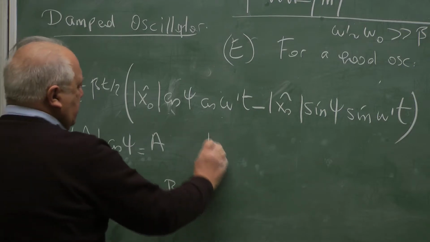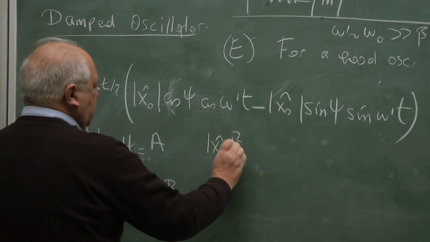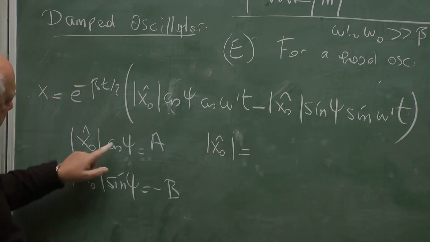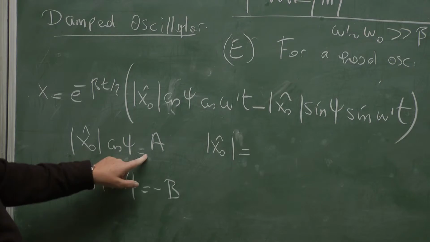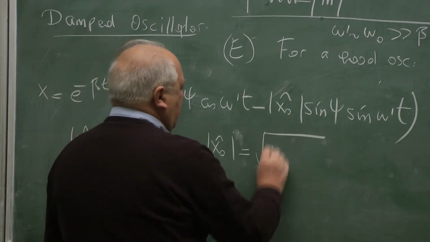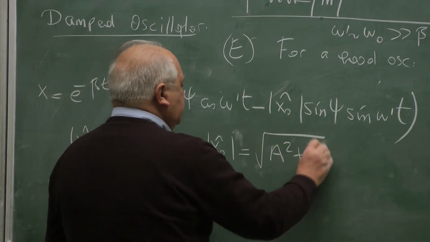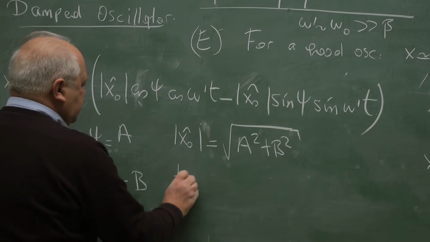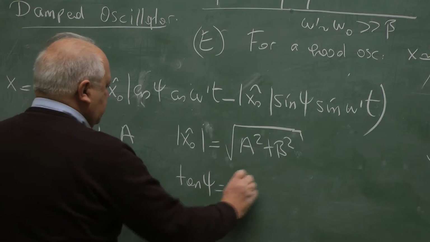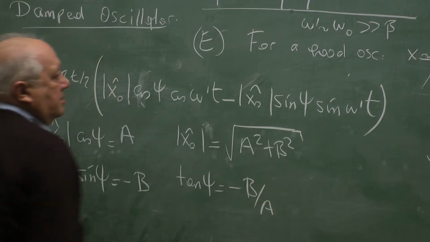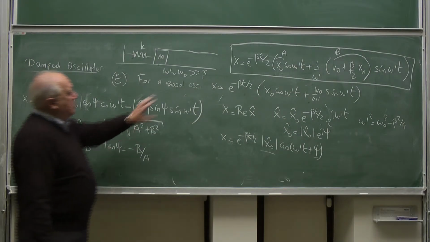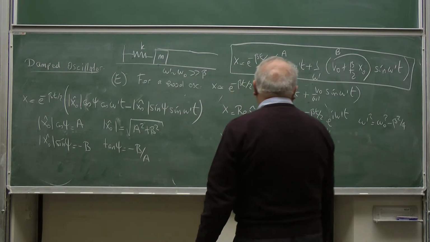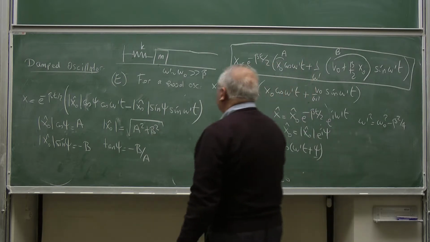From here, we solve for x0 square. If you square and add, this is up to 1. It is root A square plus B square, and tangent psi is minus B over A. So immediately make a connection between this solution and that.